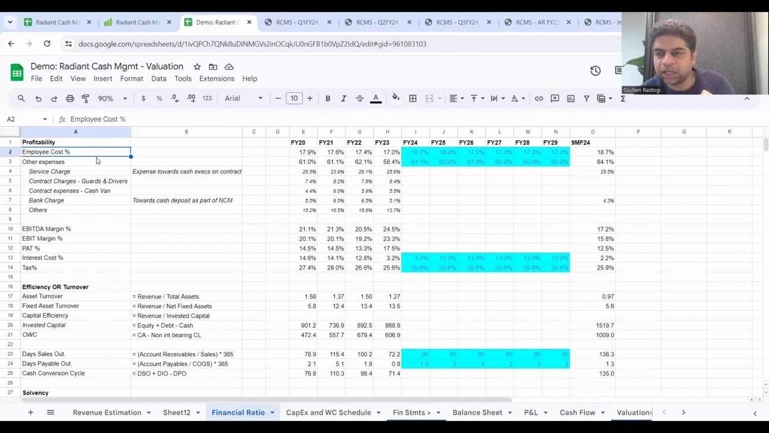So for modeling the P&L, if you look at some of the financial ratios, employee cost abhi 17% se ho gaya 18.7. Other expenses. So they have a host of other expenses which they club under other expenses, like service charge, expense towards the cash executives on contract, bank charge, which is towards the cash deposit in their network cash management business vertical. इनके other expenses बहुत सारे हैं. वो overall other expenses 58% थे.